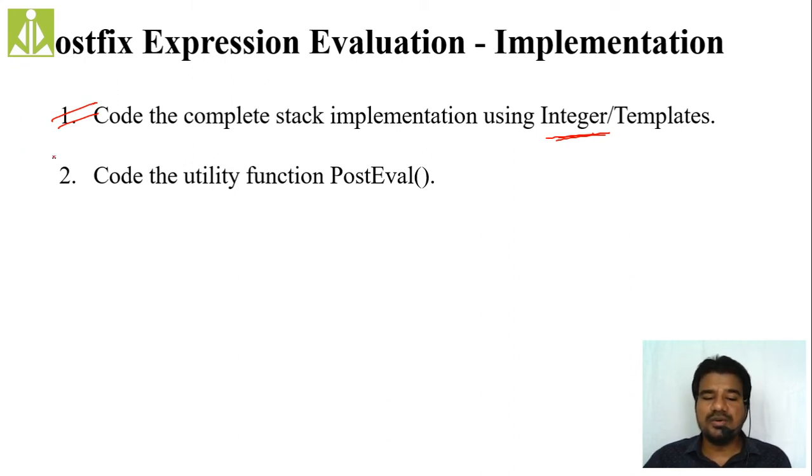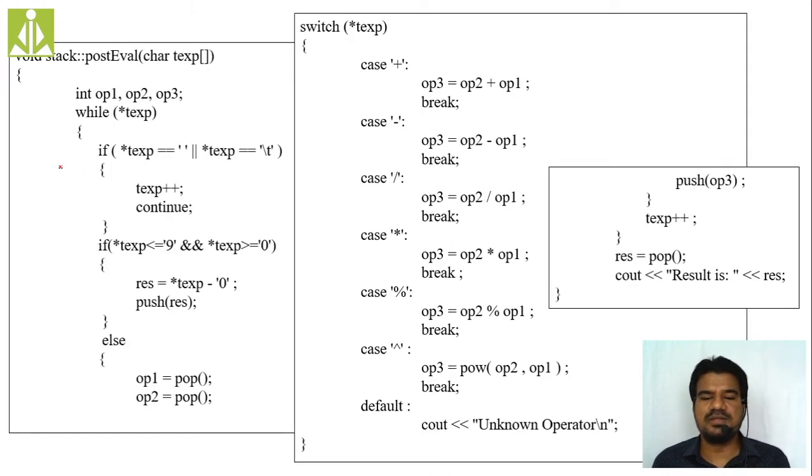Then code the utility function postfix evaluation, post eval. We have a post eval function, this one. This entire code you have to put. Okay. There in infix to postfix conversion, we kept 2 functions, isn't it? One operator precedence function and the other one infix to postfix conversion function. 2 utility functions we kept, but here we have to put only one utility function, and that too of this much only. You have only this much of lines of code.